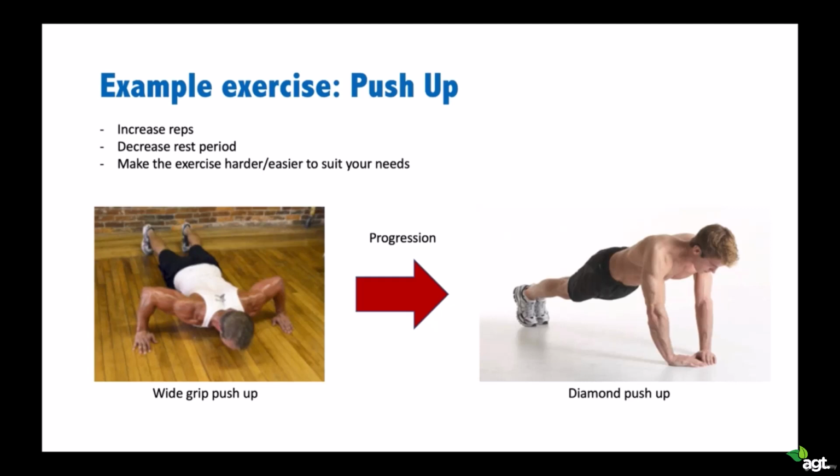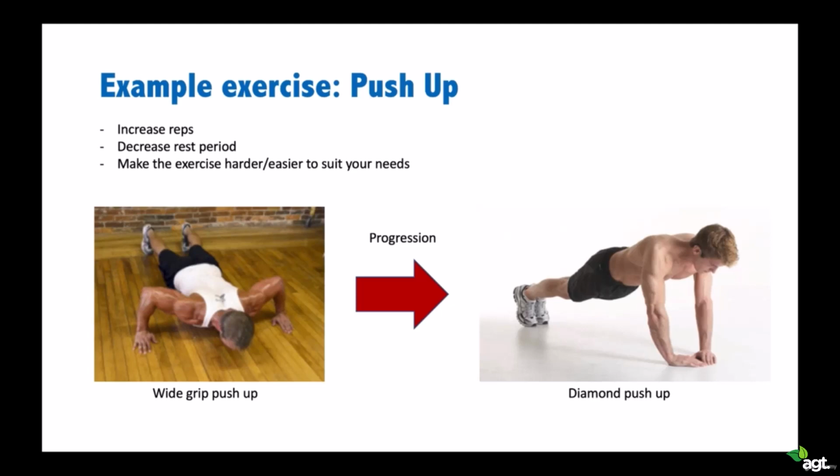But moving back onto how you can improve an exercise, progress to a different exercise. So you've got a wide grip push-up here if you're training triceps, and if you want to make it harder, an example might be you might want to go to a diamond push-up because that will isolate your triceps more.